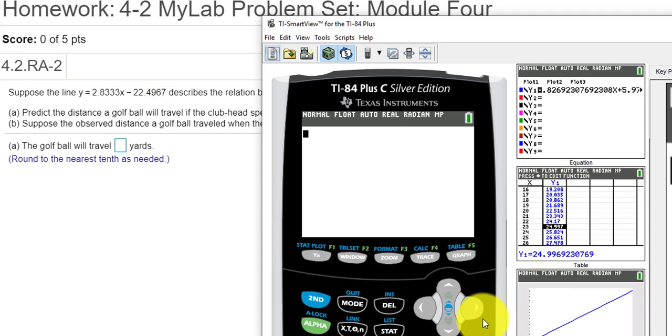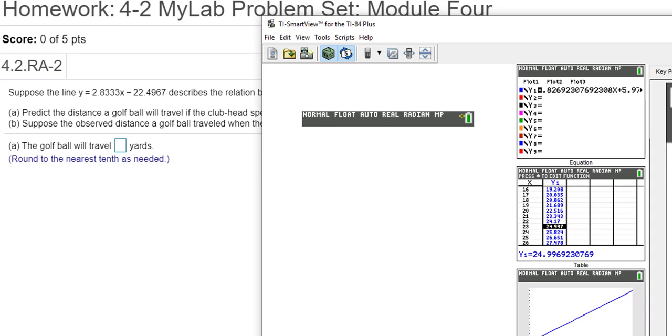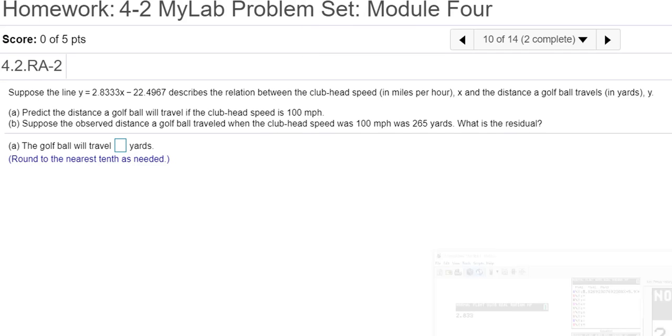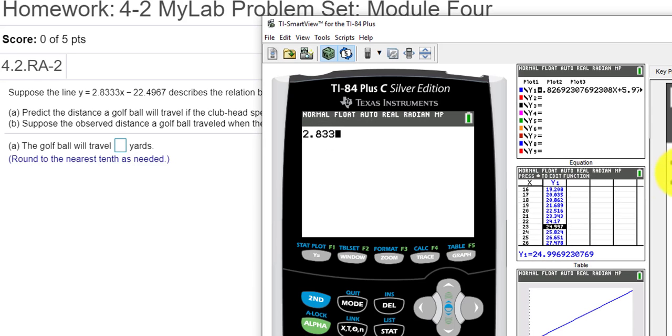So I pull out my trusty calculator and I begin to put in the equation. Whoops, my calculator looked funny there. There we go. And I'm going to enter the equation exactly as I see it. And then I replace x with 100. Here is my x, but we're told x is 100 because the club head speed was 100 miles per hour.